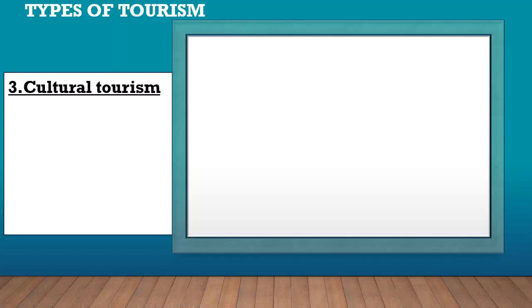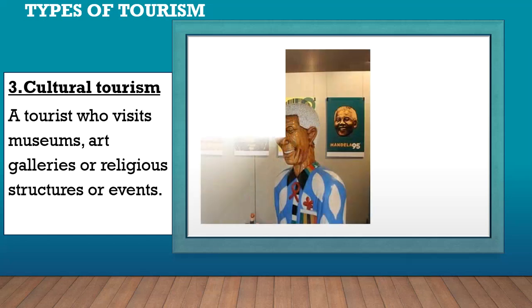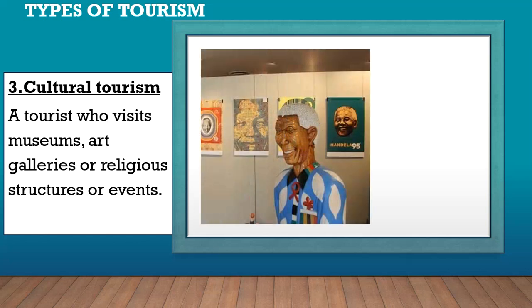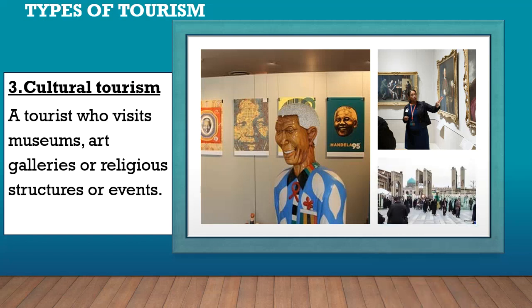And then we have cultural tourism. So a tourist who visits museums, art galleries or religious structures or events. So here's an example. Someone might be coming to see a museum, the Mandela, let's say, museum, or an art gallery, or we can see in the last picture that someone might visit Mecca for pilgrimage or religious reasons. That would also form part of cultural tourism.